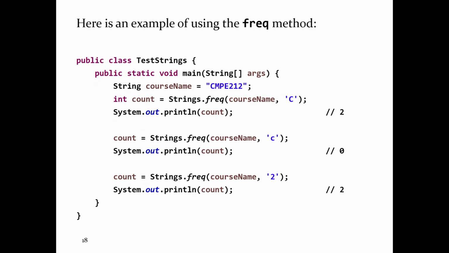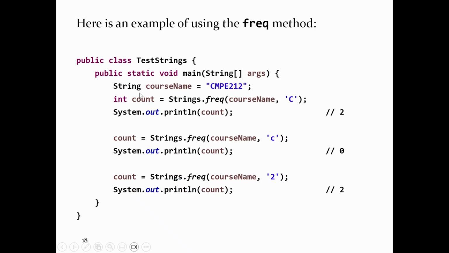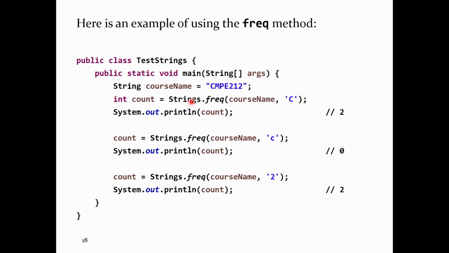If you want to call the frequency method, well, this one happens to be static. So to call the method, you use the name of the class. I put the frequency method in the Strings class, and so Strings.freq, then the variable containing the string, and then the letter that you're searching for. Strings are case sensitive, so the big uppercase C is different than the lowercase c.